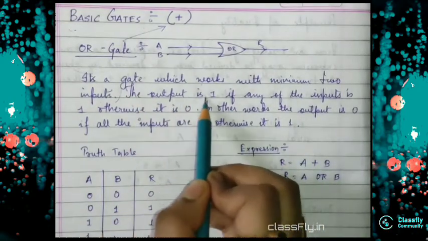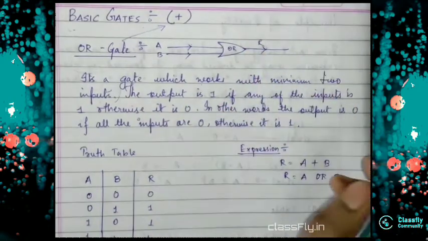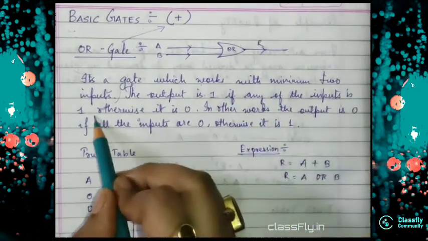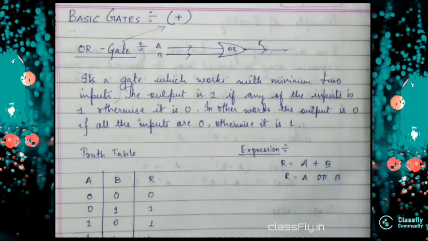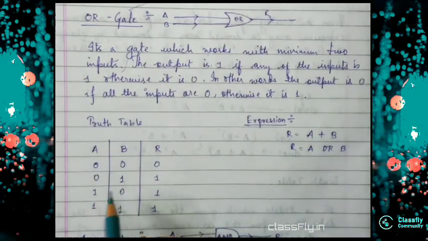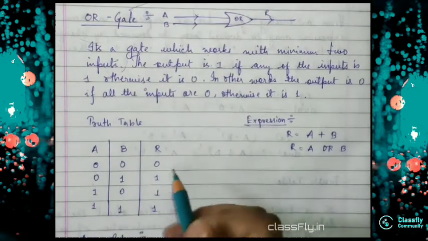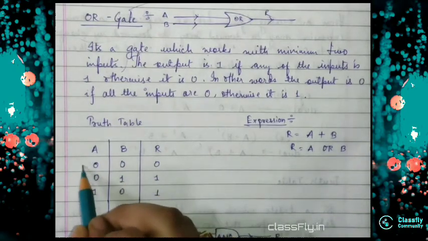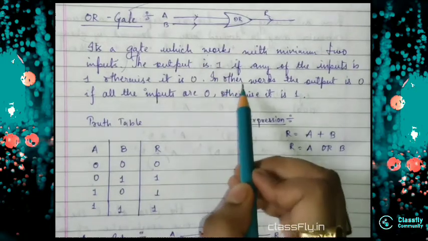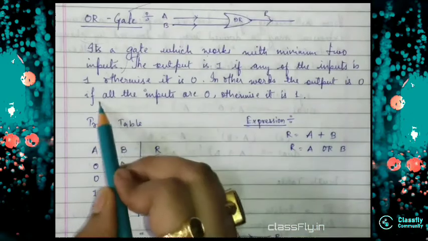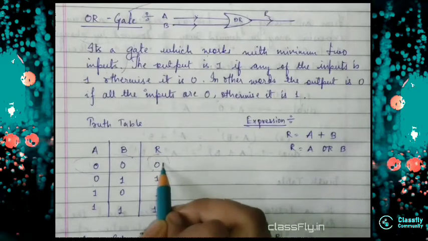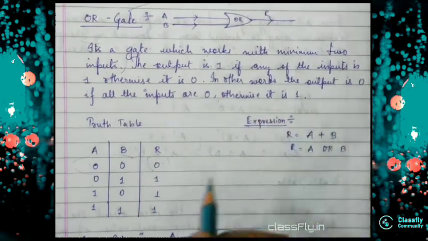The second statement says that the output is 1 if any of the input is 1, otherwise it is 0. With the truth table we can understand it clearly that if either of the input is 1, we will get our output as 1. Otherwise, if we get both the values as 0, then only we will get the output as 0. In other words, the output is 0 if all the inputs are 0. Otherwise, we get it as 1.